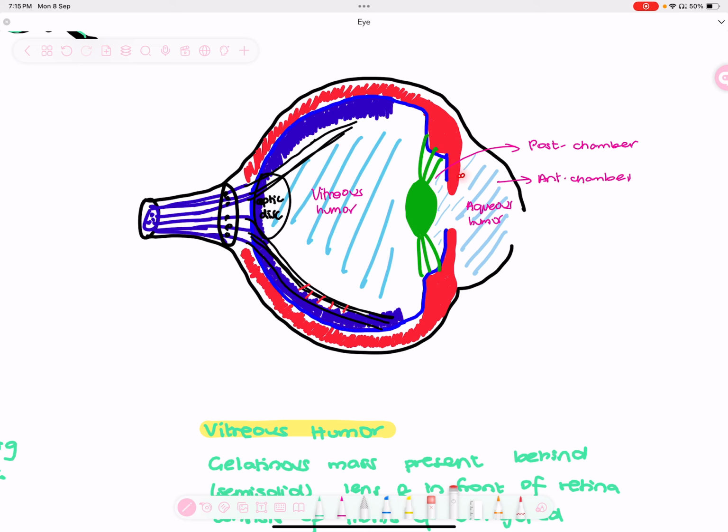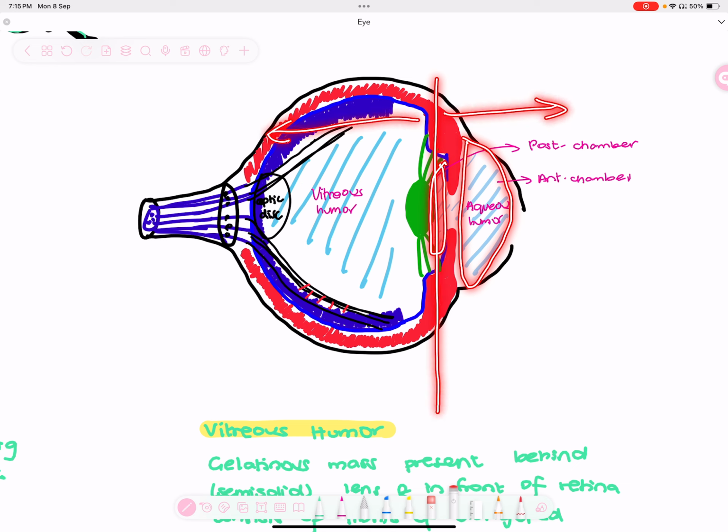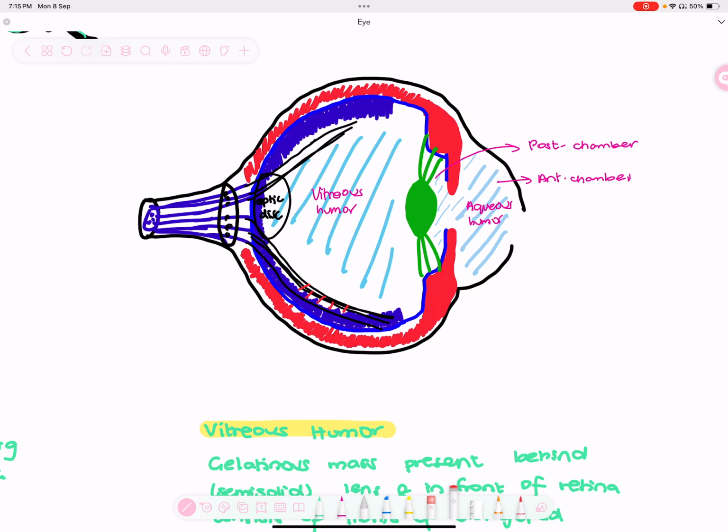The anterior chamber lies right in front of the iris, and the posterior chamber lies behind the iris and in front of the lens. So this is the posterior chamber, this is the anterior chamber, and together they completely form the anterior section. So that's the anterior section and that's the posterior section. Vitreous humor is found in the posterior section and aqueous humor is found in the anterior section. I hope I've made that clear.